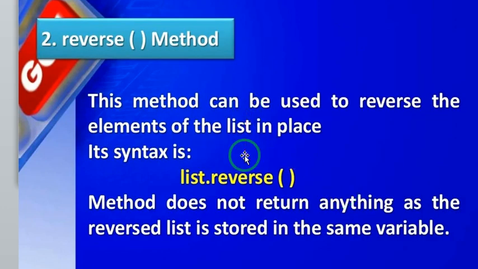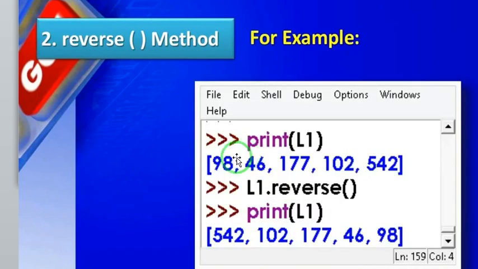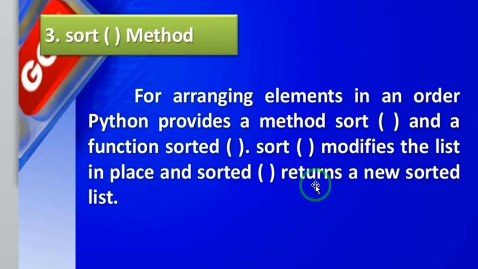Reverse is used to reverse the elements of the list in place, and it does not return anything, as the reversed list is stored in the same variable. So it's just reversing the entire list from the given order.